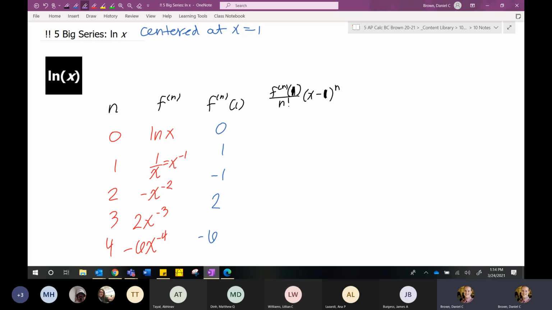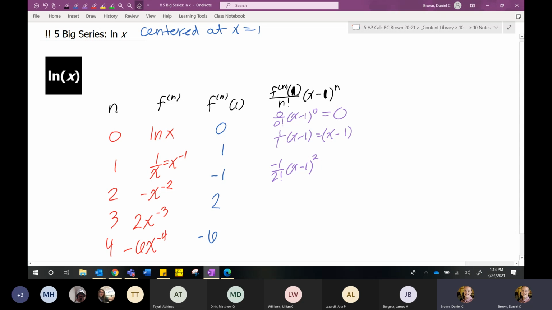First term, not so exciting, because you'll have 0 over 0 factorial x minus 1 to the 0th. Well, that's just all 0. Not so exciting. The first true term you have is going to be 1 over 1 factorial x minus 1 to the 1st, or just x minus 1. Looking at degree 2, I have negative 1 over 2 factorial x minus 1 squared.